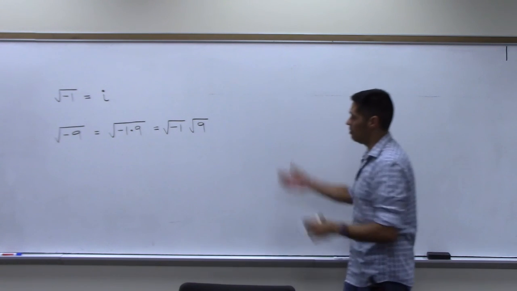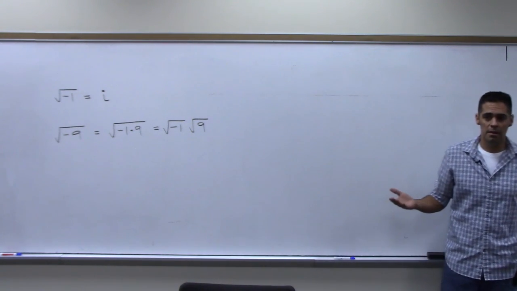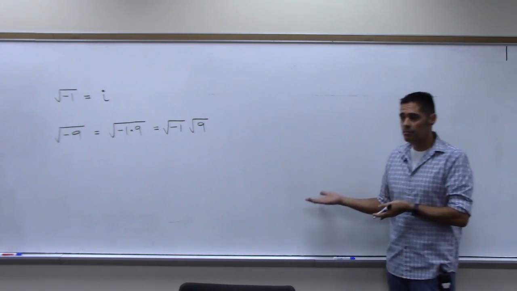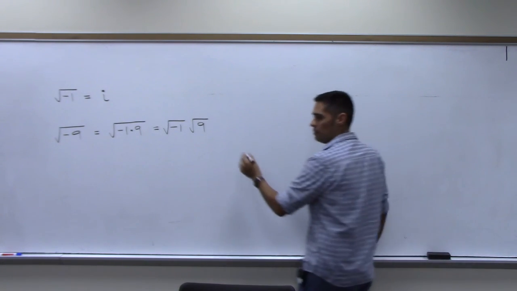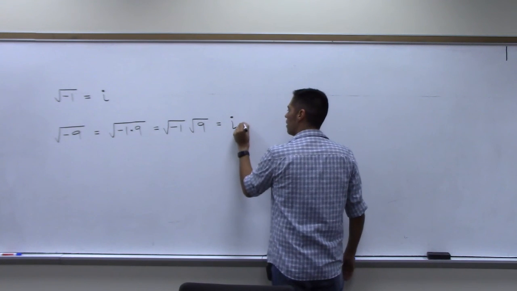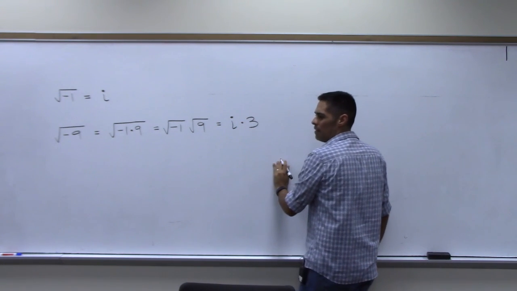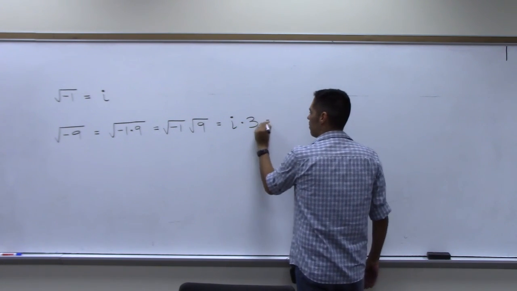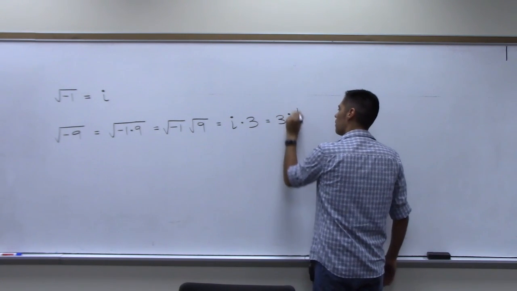And guess what? The square root of 9 is 3, right? But the square root of -1 is i. So this is i times 3. And we don't like to write it that way. We like to write it 3i. And we're done.